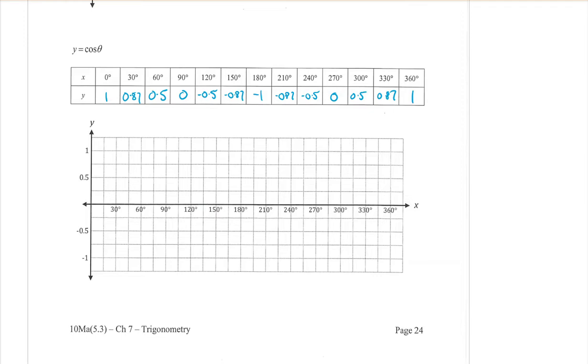So when the angle is 0, y is equal to 1. At 30 degrees, it's 0.87, 60 degrees, it's 0.5, 90 degrees is 0. Then into the negative, negative 0.5, negative 0.87, negative 1, negative 0.87, negative 0.5, 0, 0.5, 0.87, and 1. And when you join it all up, it looks very similar to the sine curve. It has the same waving pattern that will continue to the left and the right if you wanted to keep going.